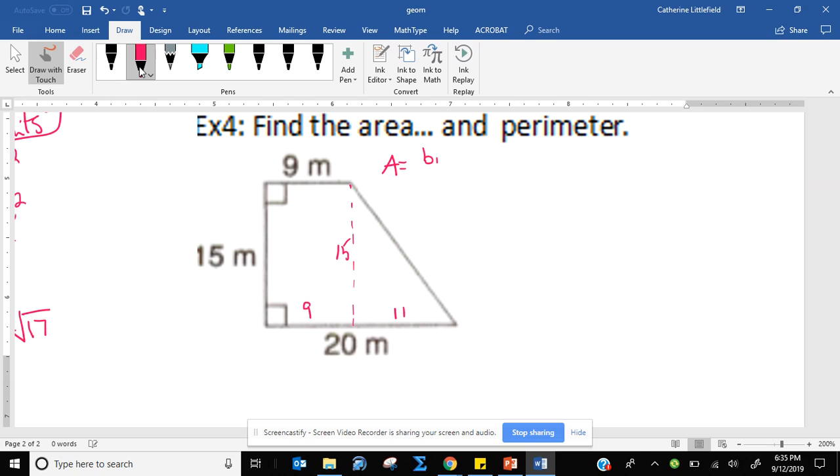So area is equal to base 1 plus base number 2, all divided by 2, and that whole thing times the height. Okay, so in this case, our bases are 9 and 20, so those two added together is 29 divided by 2, all times the height, which is 15.